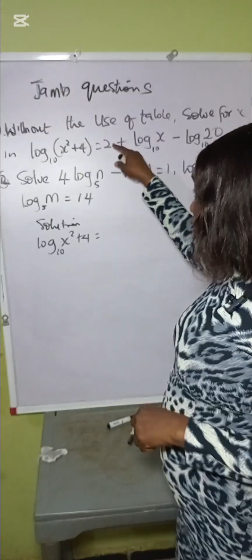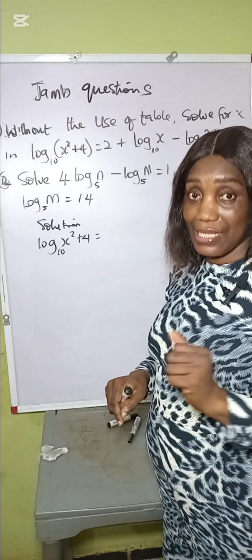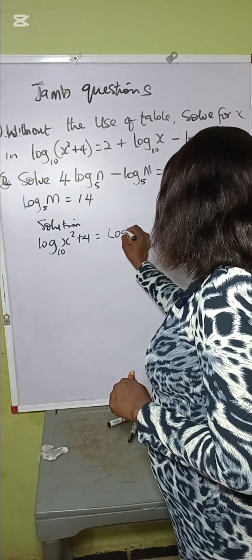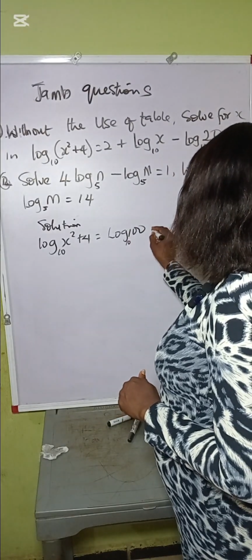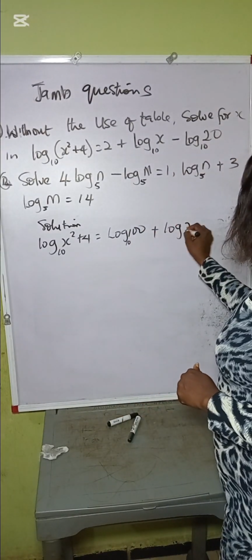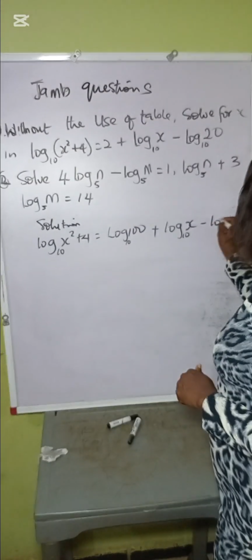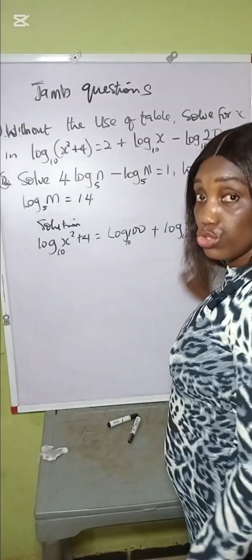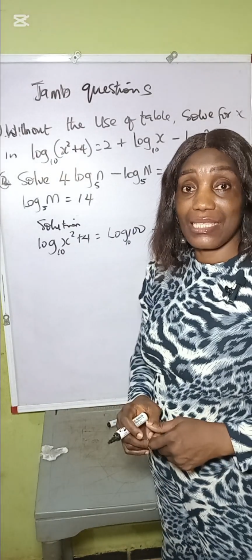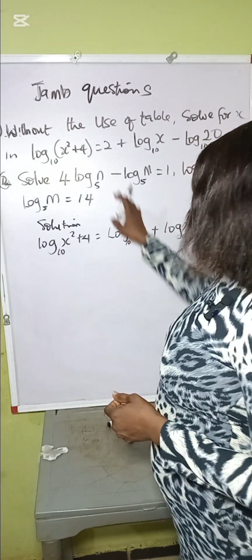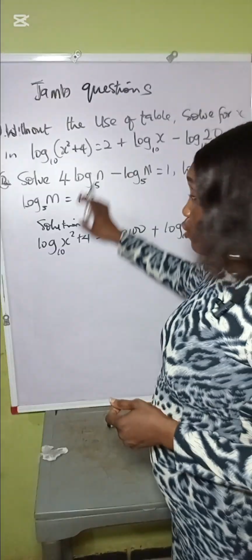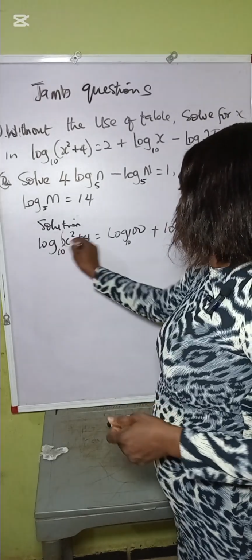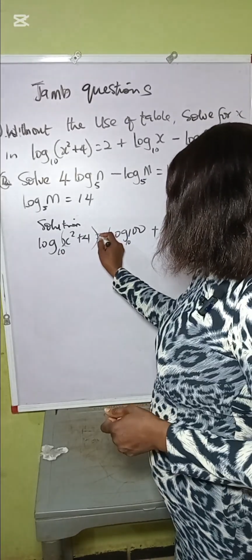What log will give us 2 in base 10 is obviously log 100 in base 10, okay? So I have log 100 in base 10, then plus log x in base 10 minus log 20 in base 10. So they are now in what? Common uniform. With this, I can start solving. You cannot solve it as it is, okay? You have to simplify it to its common. Each and every one of these terms must have common base, okay? So now let's start.